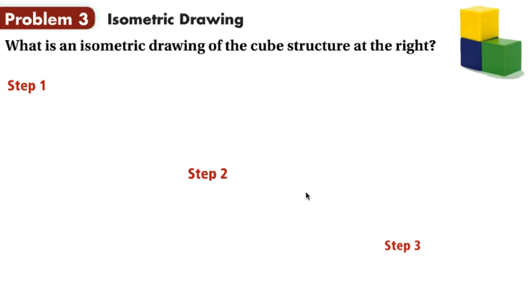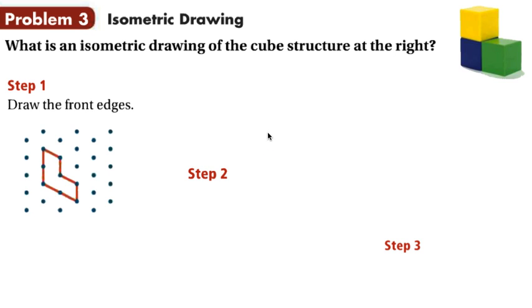So here we go. What is an isometric drawing of the cube structure at the right? Well, you can draw these isometric drawings in 3 steps. The first step would be to draw the front edges. Okay, so just what you would see if you were looking at the front, you have 2 blocks high, 2 blocks wide, and then only 1 block on the top and 1 block on the right. So that would be the front view.